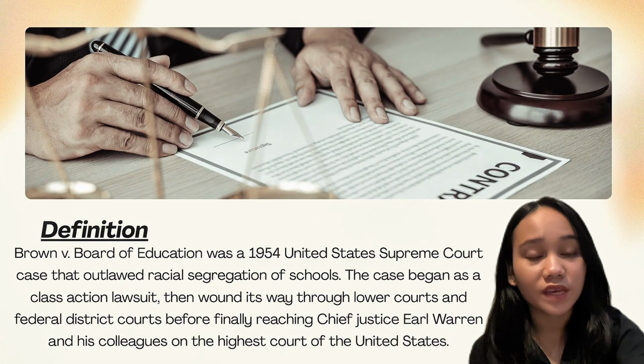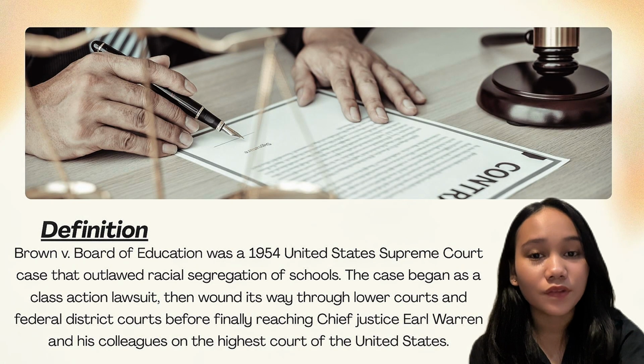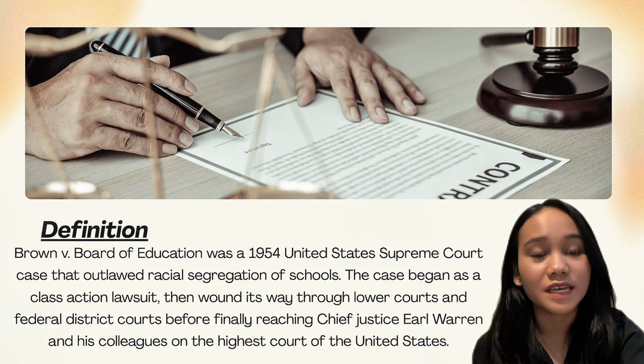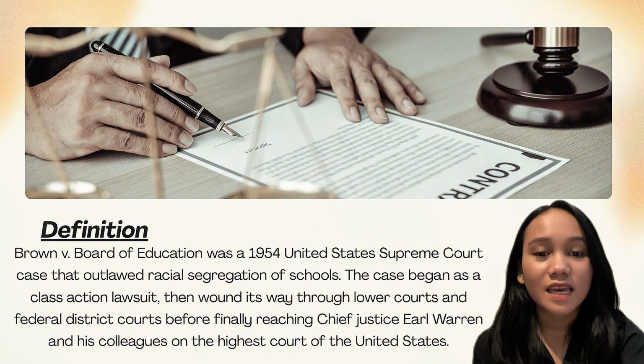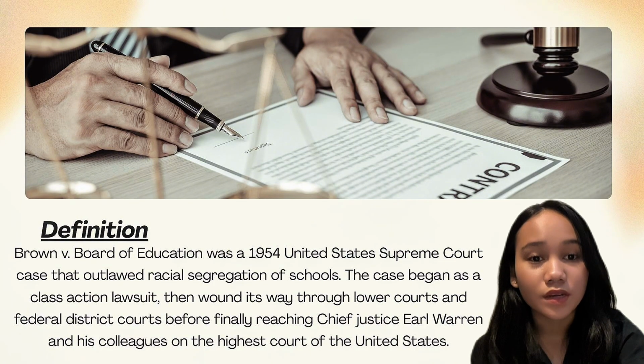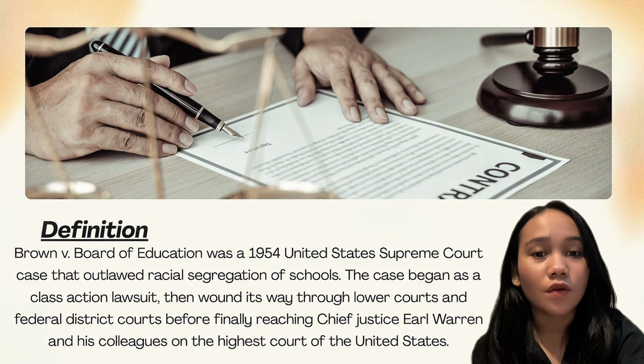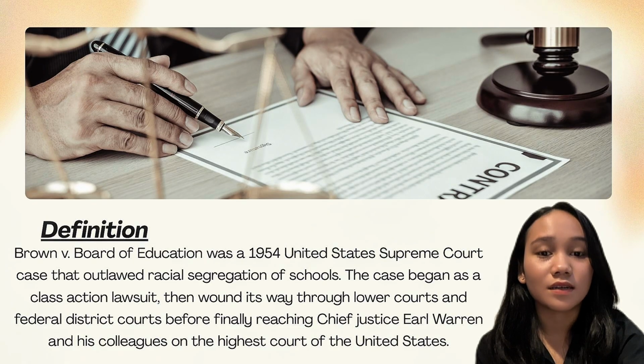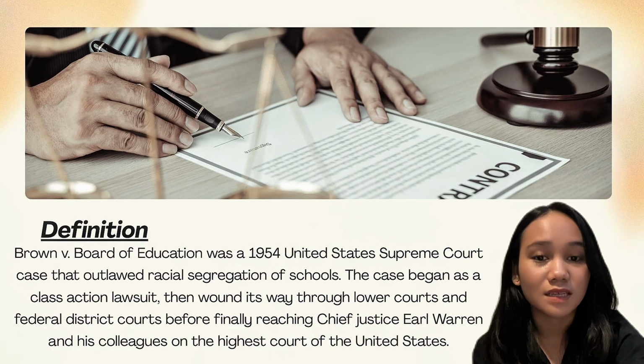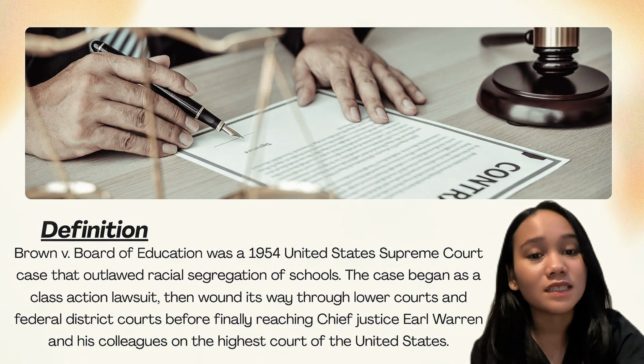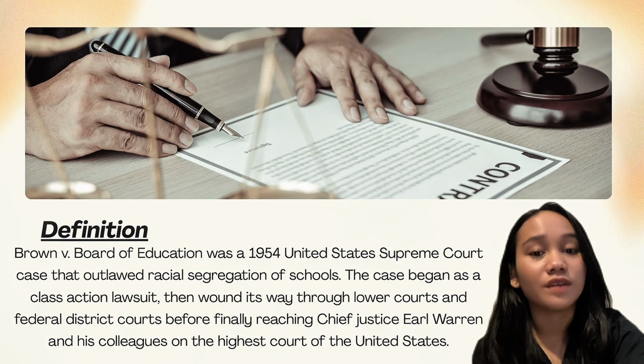Brown versus Board of Education was a 1954 United States Supreme Court case that outlawed racial segregation of schools. The case began as a class action lawsuit, then wound its way through lower courts and federal district courts before finally reaching Chief Justice Warren and his colleagues on the highest court of the United States.